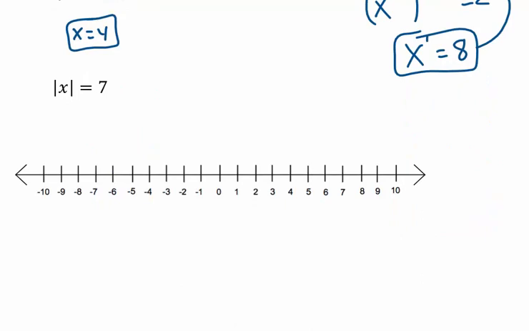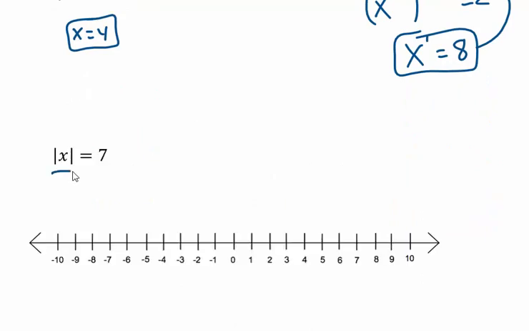My last example asks me to solve the absolute value of x equals 7. The definition of absolute value is the distance a number is from 0. So I included a real number line to help us visualize this problem. We're looking for a number so that its distance from 0 on the number line is 7. So we need to find all numbers whose distance from this point is 7.